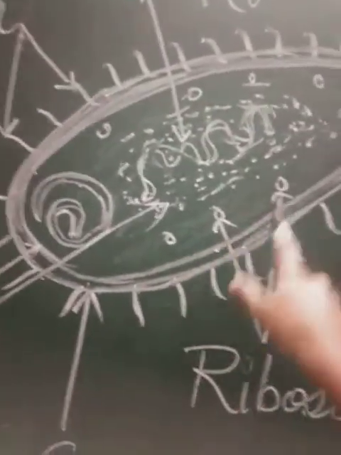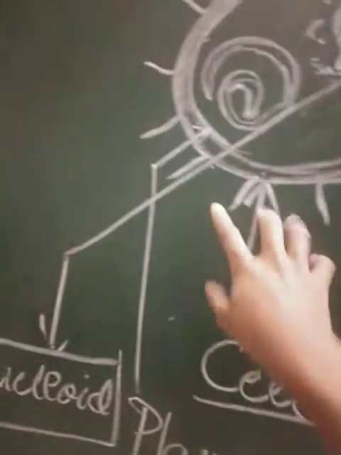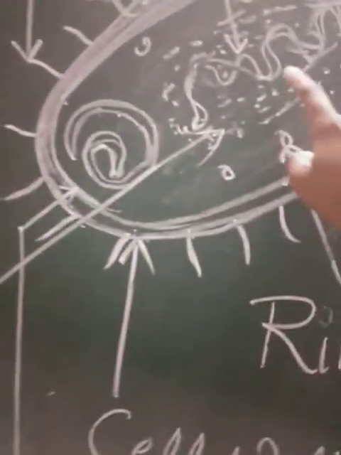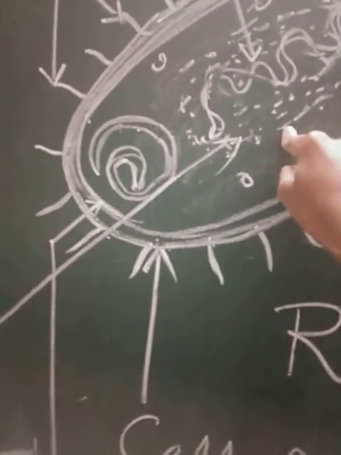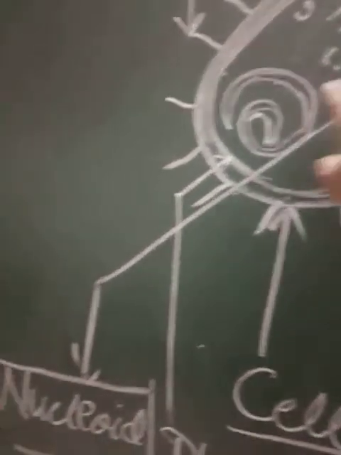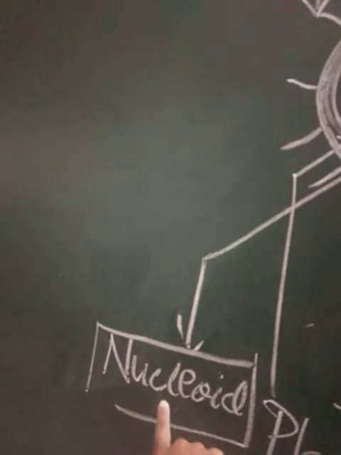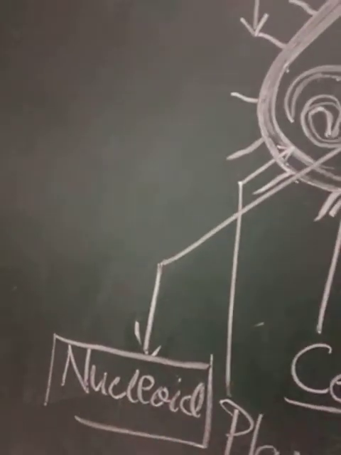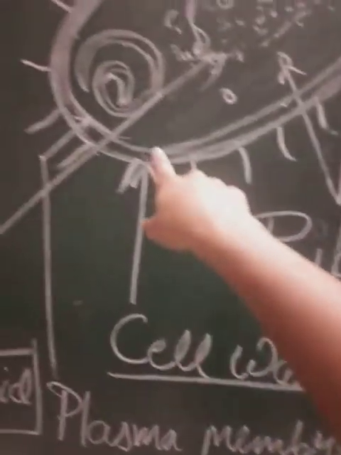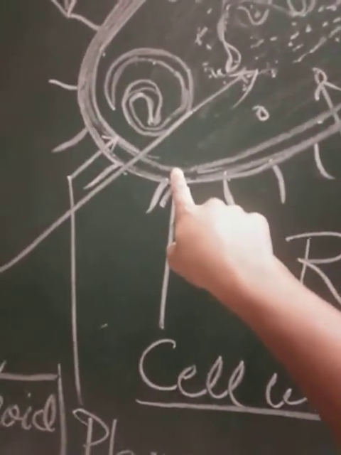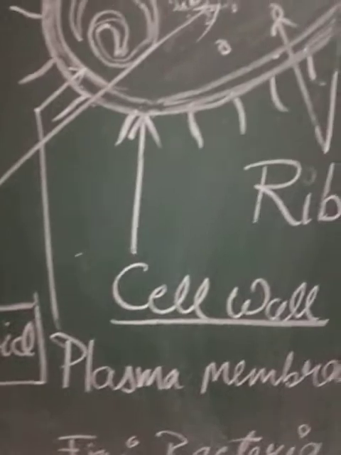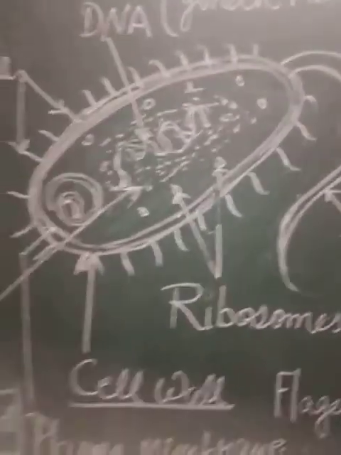These small structures are the ribosomes. Outermost is the cell wall. As I have told you, this does not have a proper nucleus because it does not have a proper nuclear membrane. Hence it is known as the nucleoid, because it is devoid of nuclear membrane. The plasma membrane, you know very well, is present inside the cell wall. So this is the structure of bacteria, student.